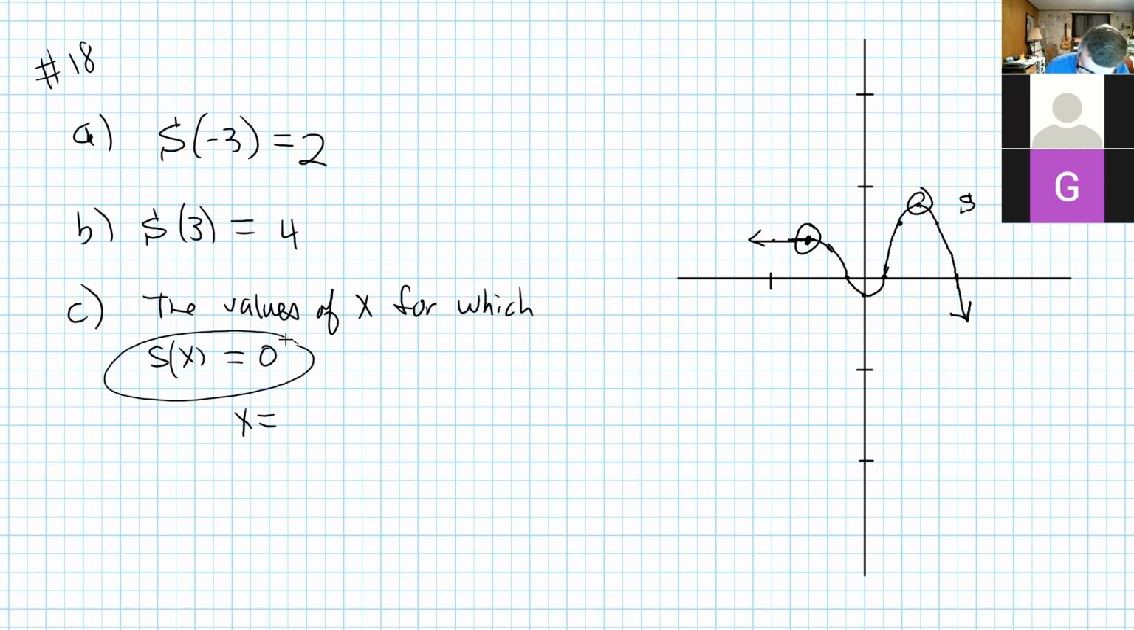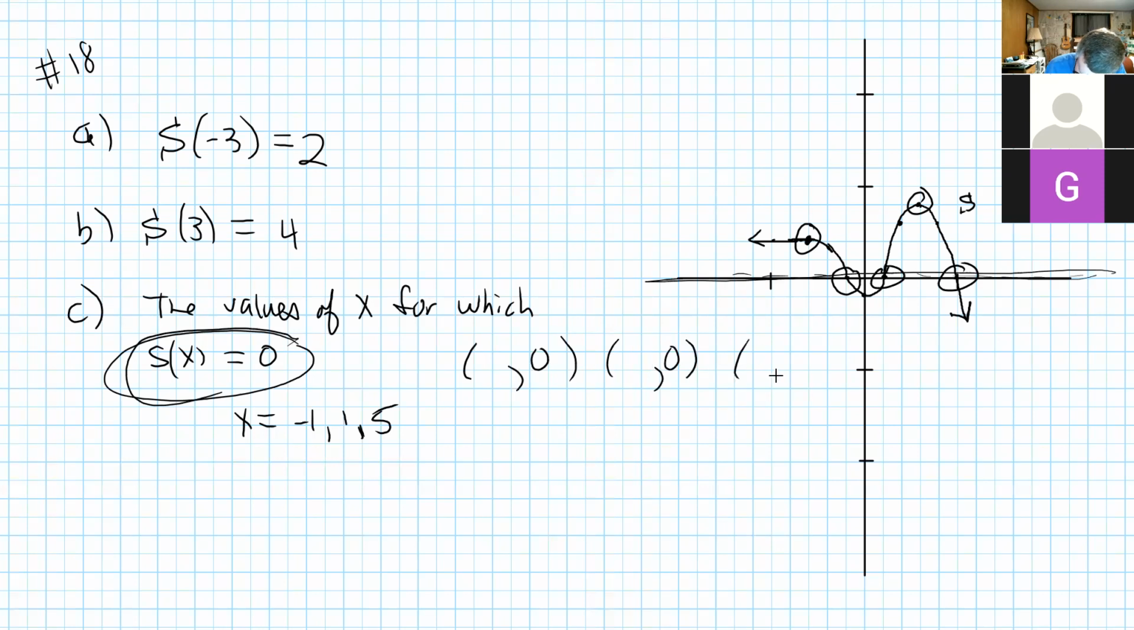Okay. S of x equals 0. Y equals 0 would actually be the x-axis. So what values of x have a corresponding value of y that's 0? -1 and 1, and that, and that. There's 3 of them. Don't all those points have a y value of 0? Yes. So basically what they're saying is complete these ordered pairs, however many of them there are. Well, there's one, there's one, there's one. Okay.